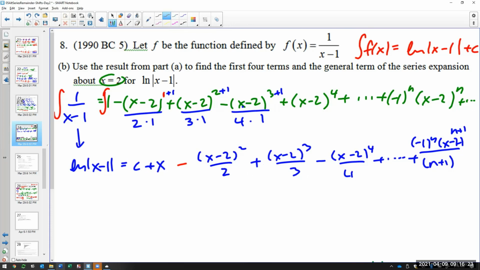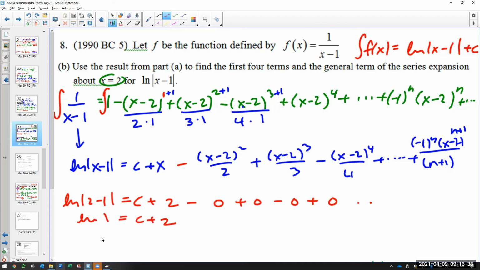So plug in 2. If you plug in 2, look at what happens. What do you get? You get ln of 1 is equal to c plus 2. So what do you get here? 0 is equal to c plus 2. So what's c equal to? Negative 2. So what you can do is come up here, put in negative 2, and that is your value for ln of x. It's a little tricky here, and I think this is very ambiguous.